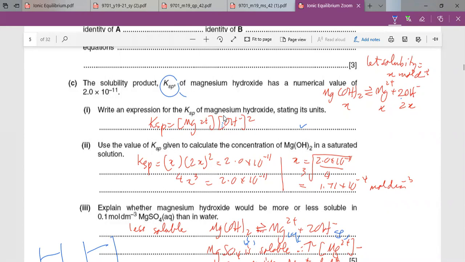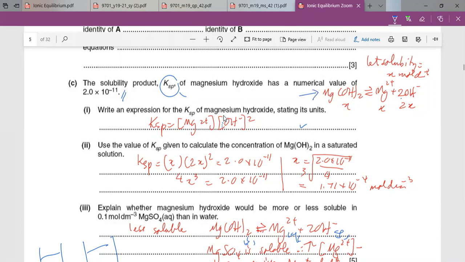For example, here the question says the solubility product Ksp of magnesium hydroxide has a numerical value of 2 × 10⁻⁹. It's very small, okay? So it talks about sparingly soluble substances. Now, I'll write an expression for Ksp for magnesium hydroxide, stating units. Very simple. Remember, always start with the equation, right?